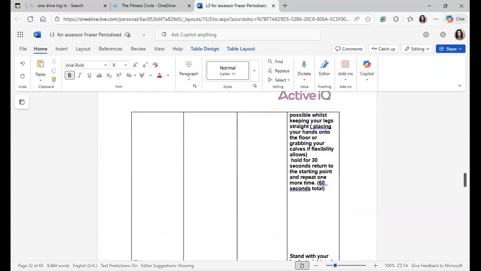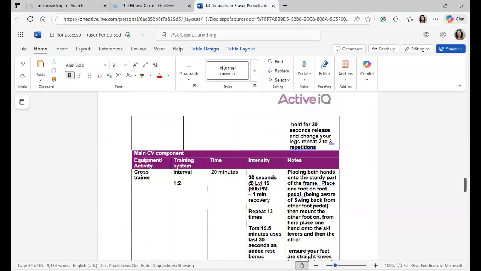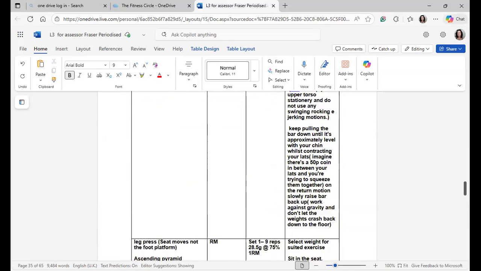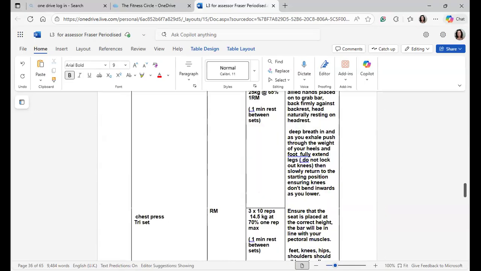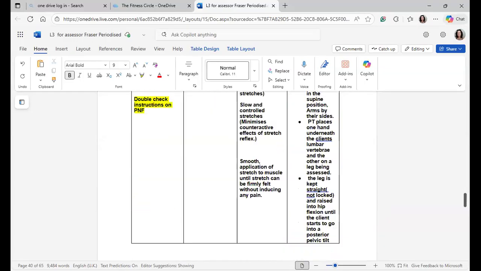Refer to your level 2 program cards as well, everyone. If it ain't broke, don't fix it. As long as the warm-up is appropriate for your client and the cool down is appropriate for the client, you can bring them over as a base and then obviously just adapt them depending on the overload of the main session.